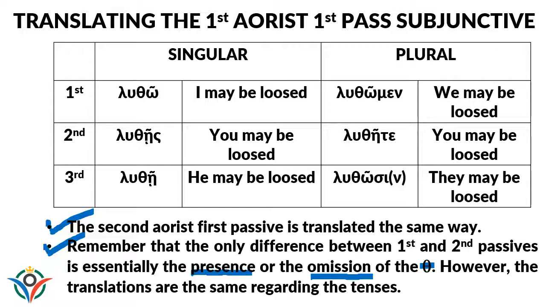So the first person singular, lutho, we would translate as I may be loosed. So here the helping verb be helps us to convey the passive voice to show that the subject is receiving the action of the verb. Then we have lutheis, you may be loosed. Luthei, he may be loosed. Then luthomen, we may be loosed. Luthete, you may be loosed. And then luthosin, they may be loosed.